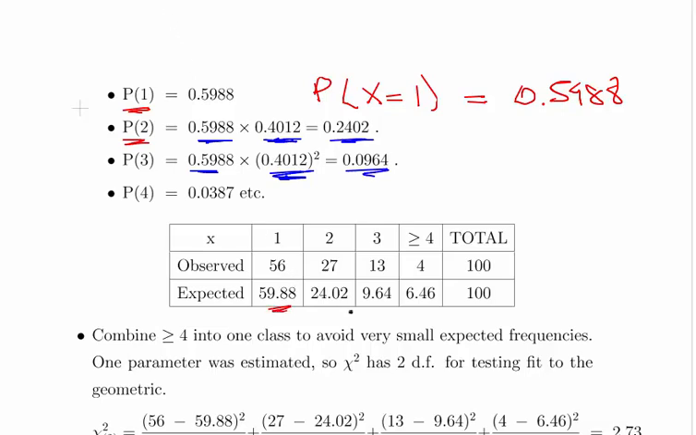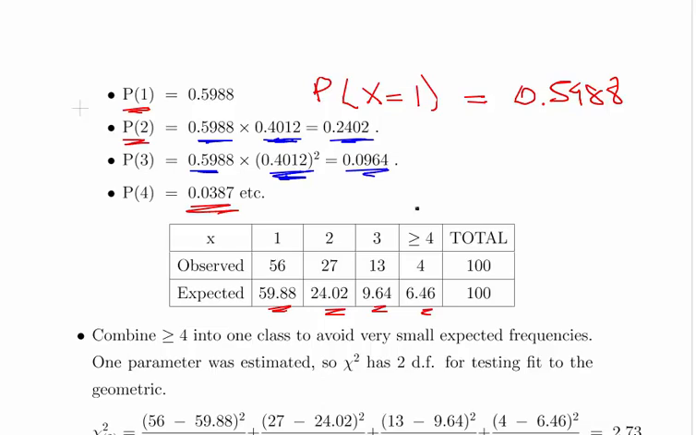You notice that after we get to probability of x equal to 4, we get into very small numbers here, okay? So the probability of x equal to 5 will be tiny, okay? It will be less than 1%. It will be about 1% actually, but essentially too small to worry about.